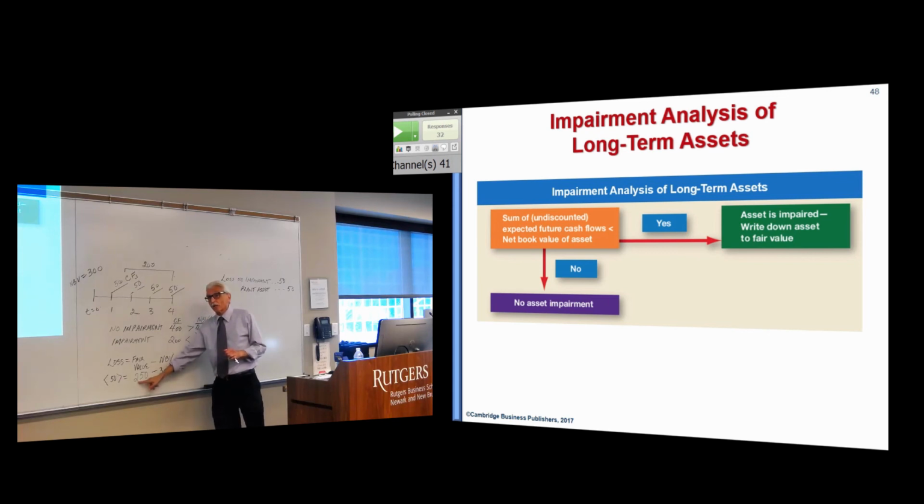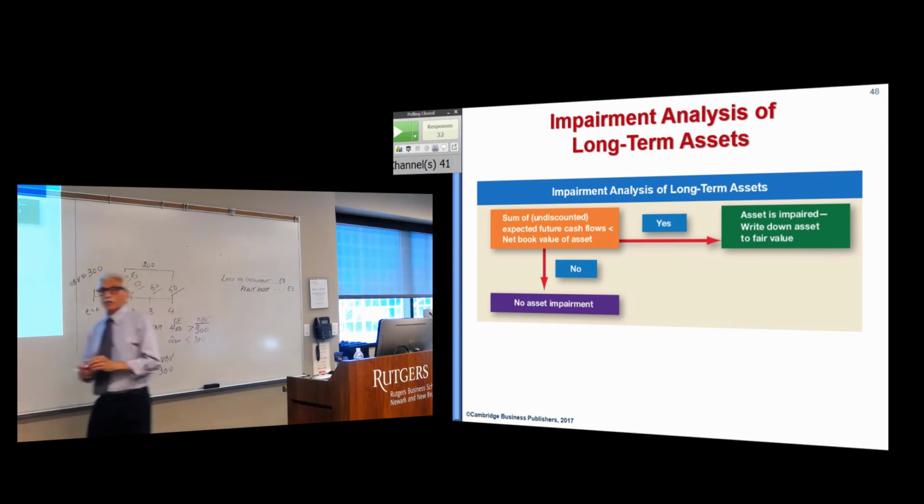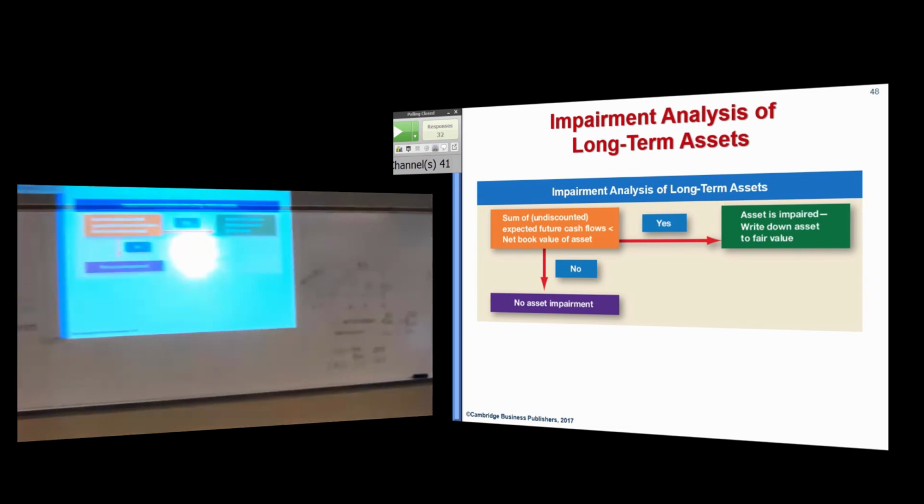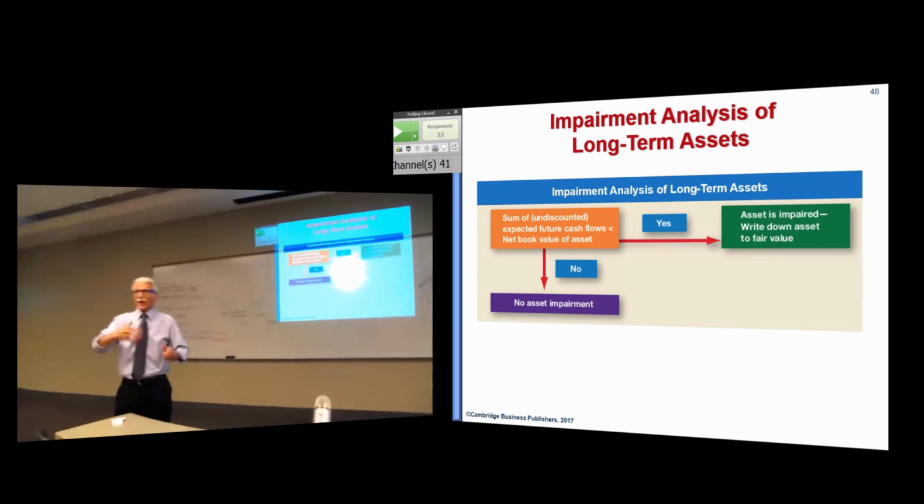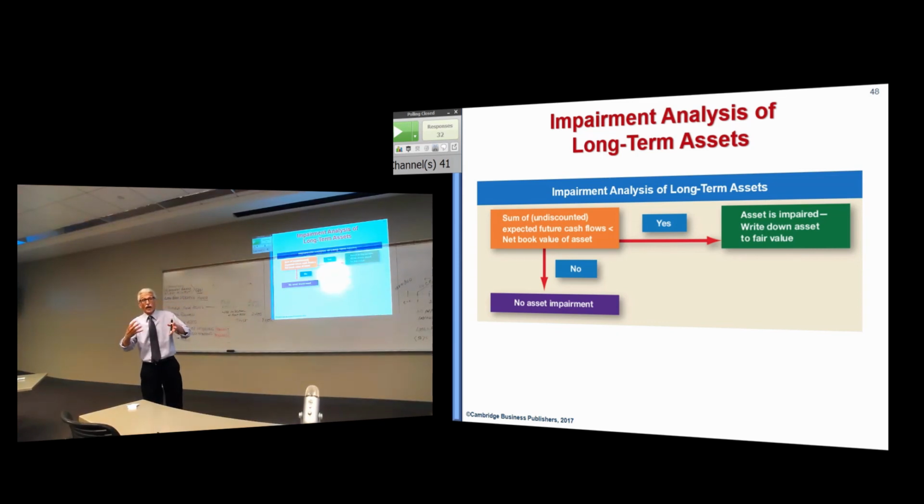Where are you going to get a fair value from? You'd have to get someone to appraise the asset. That could be subjective, so that loss may not be as reliable a number as you would want it to be. But again, you think about the relevance of reporting an impairment.